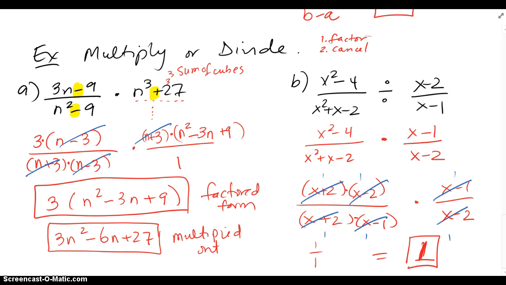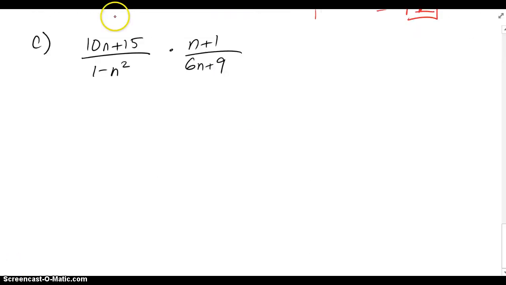Alright, last one, let's look at factoring everybody and then canceling whatever factors we have in common. So I'm going to take out a GCF of 5 out of the top. That's going to leave me with 2n plus 3. They're both divisible by 5. Downstairs I have a difference of squares, so I have 1 plus n and 1 minus n.